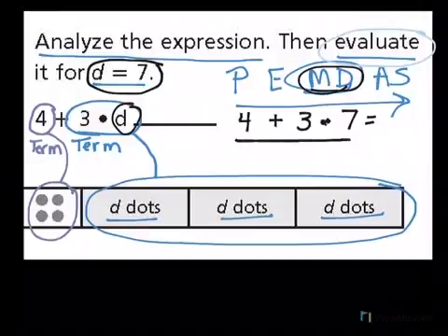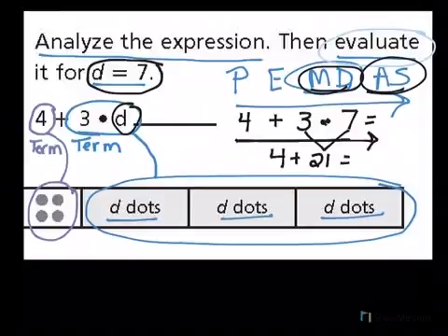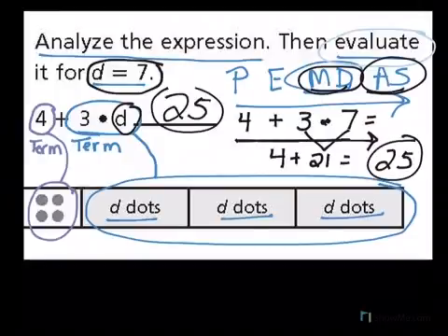First I'm going to do my multiply and divide. 3 times 7 is 21. So now, if I rewrite my expression, I have 4 plus 21. My next step is to add and subtract, again from left to right. In this case, all that's left is adding. So 4 plus 21 gives me 25. So my answer would be 25.